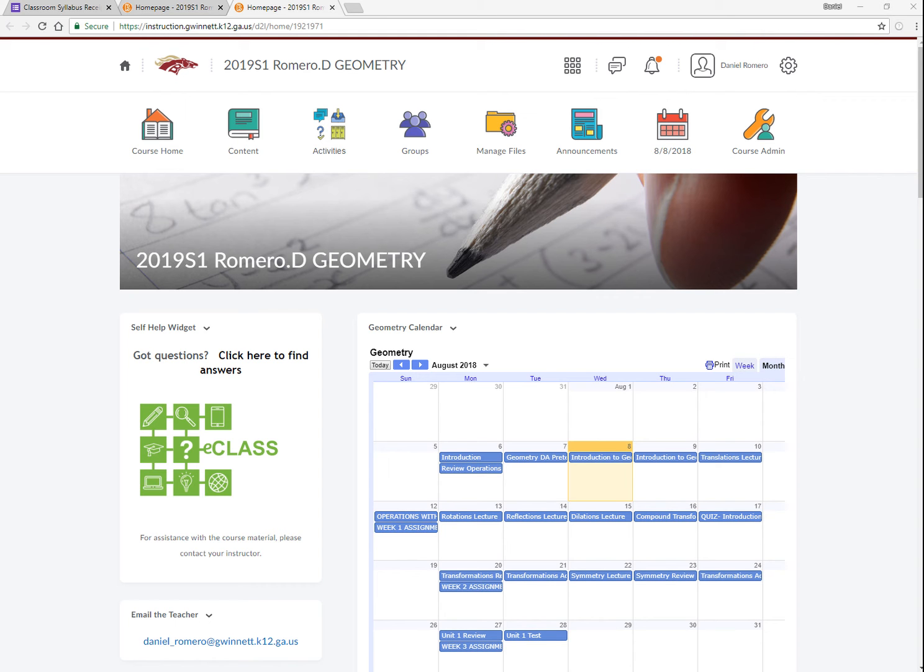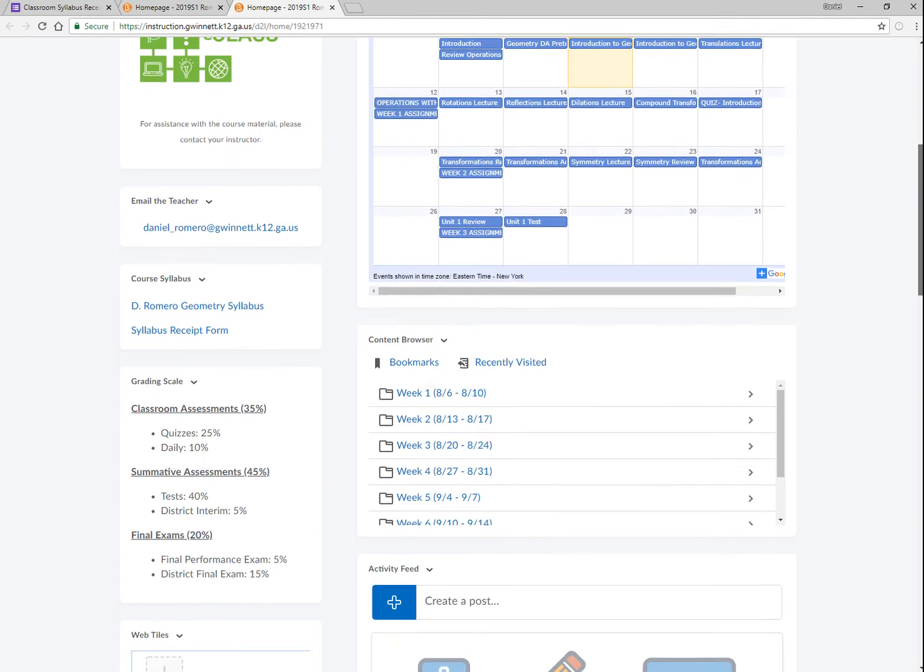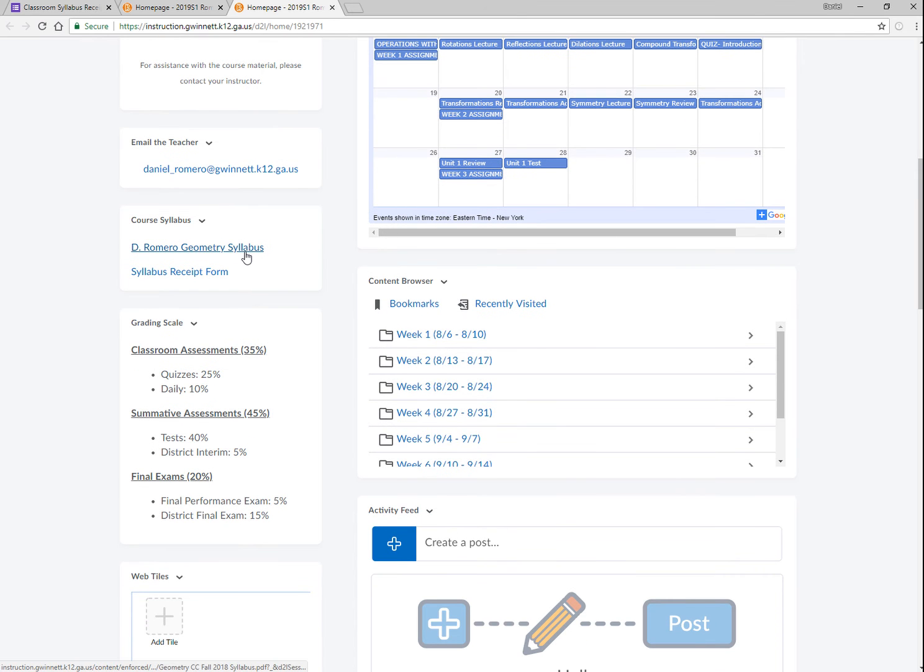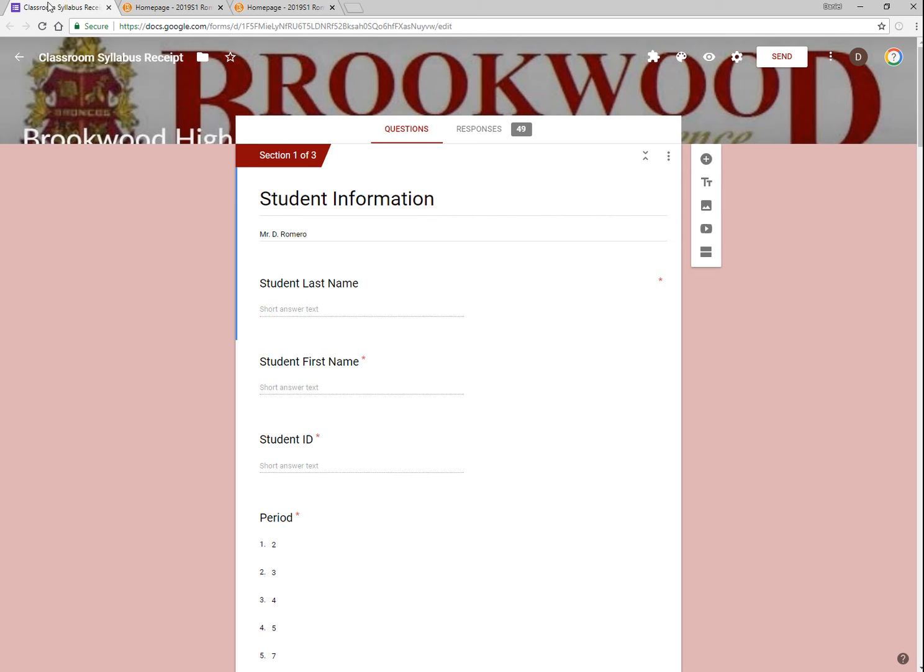So the first thing I want to draw your attention to is what we spent the first day going over mostly, which was the syllabus. And this is where you find it, you read it, your parents read it, and then you click on the syllabus receipt form that will take you to a page that looks like this. Now, my concern is, even though I told you it's due on Friday, and today's only Wednesday, I would consider this, on a sliding scale of difficulty, to not be the most challenging thing.